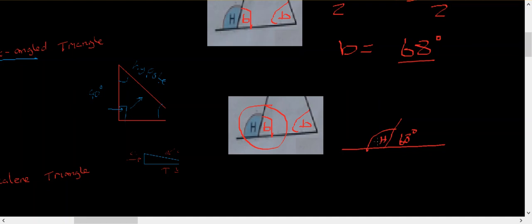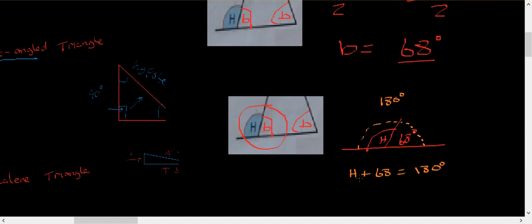So remember this whole thing here. If you look at this whole angle, all the way from there, the whole angle is a straight line, and remember it's equal to 180 degrees. So what we're basically saying is that the angle H, whatever it is, plus 68 is equal to 180 degrees.